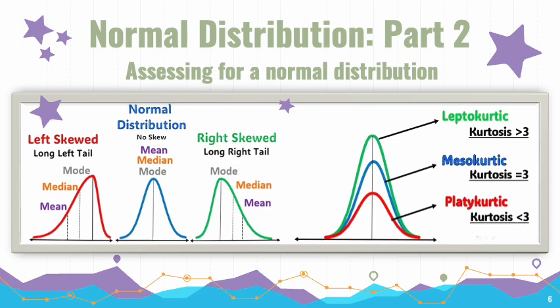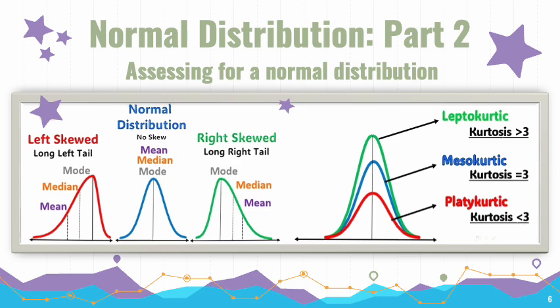The other thing we want to look at is kurtosis. Kurtosis is a measure of how peaked the distribution is. A normal distribution is said to be mesokurtic. A distribution that is very peaked is said to be leptokurtic, and a distribution that is very flat is said to be platykurtic. So, what are we looking for?